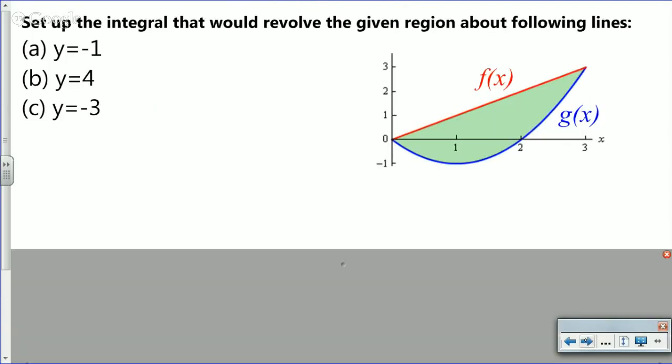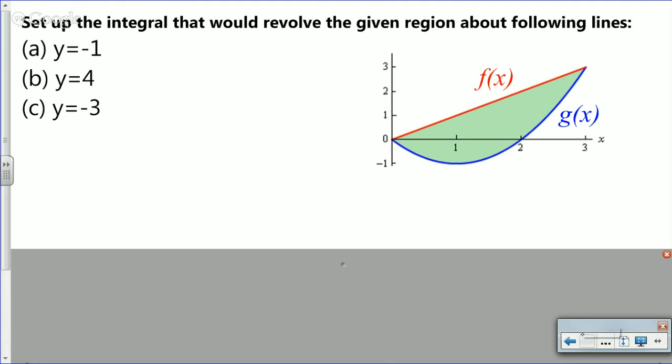All right, would you take a moment, pause the video, and copy this graph in your notes? It doesn't have to be perfect, but you have a graph of f of x and the graph of g of x, and they intersect at, it looks like, (0, 0) and (3, 3). Pause the screen, draw it, and then we'll try each of these.